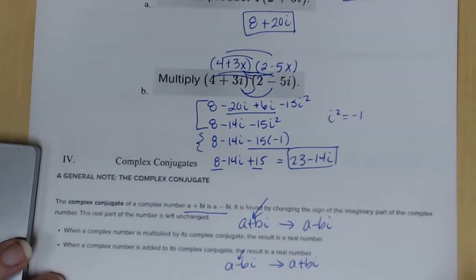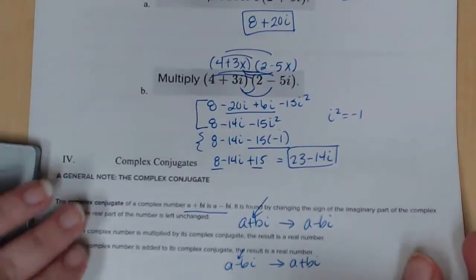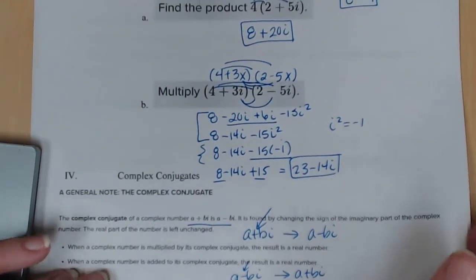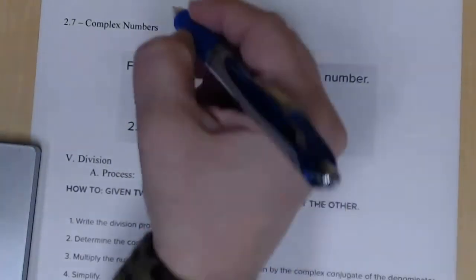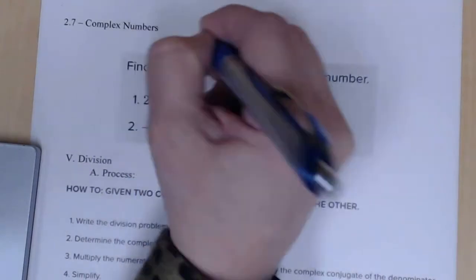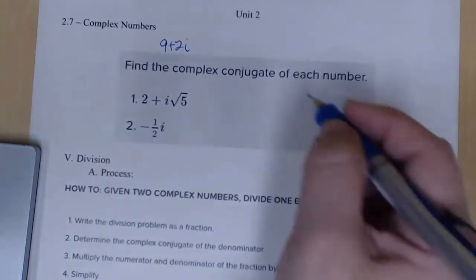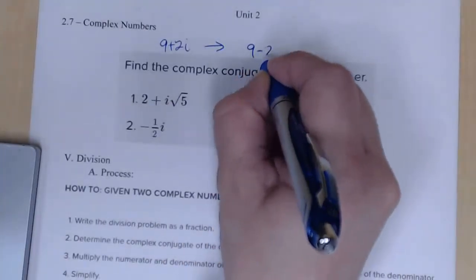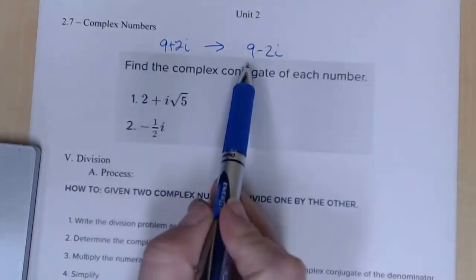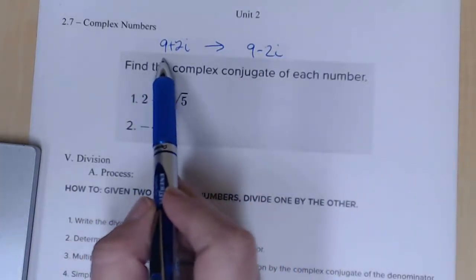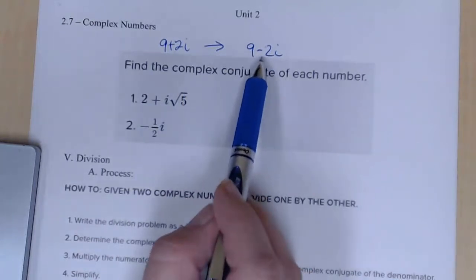Now, there are good problems on your homework and could be even on your unit exam of what is the complex conjugate. It could be as simple as I give you 9 plus 2i and say, what's the complex conjugate? So you just write 9 minus 2i. Notice the 9 did not change. It's not a matter of distributing a negative throughout. It's a matter of just changing the sign on the imaginary part.